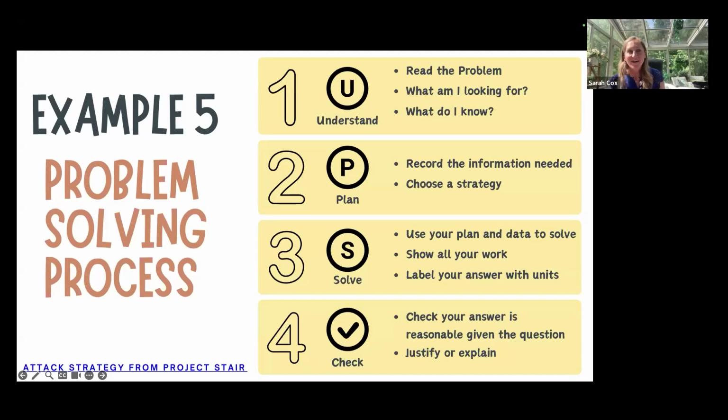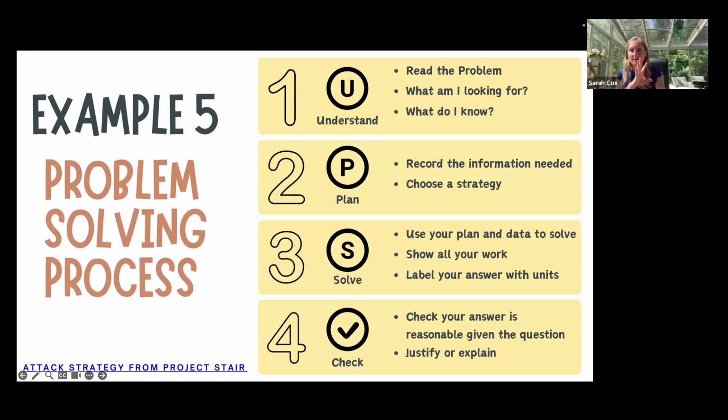So, for the problem solving process, this is an example, of course, of our sequenced graphic organizer. You can see here that I have created numbers. We need to go in order 1, 2, 3, 4. This particular attack strategy comes from schema-based instruction for word problem solving. So I, again, have copied this attack strategy from Project STAIR. You can see down there.